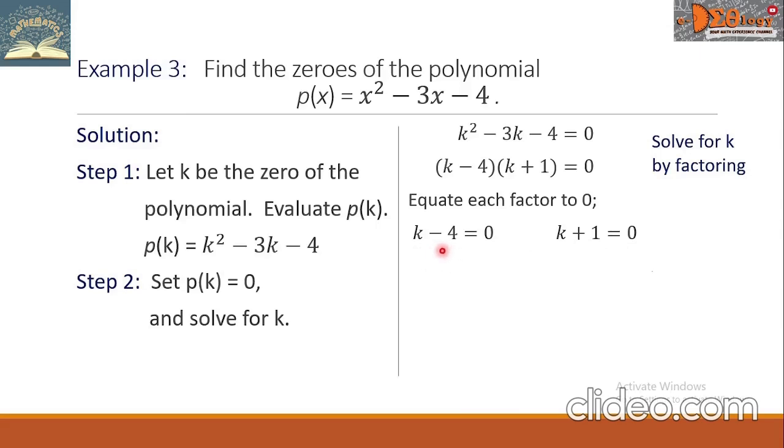In the first equation, we transpose the -4 to the right, so the value of k equals 4. In the second equation, we transpose the positive 1 to the right, so k equals -1. These are the values, and we call them zeros of the polynomial.